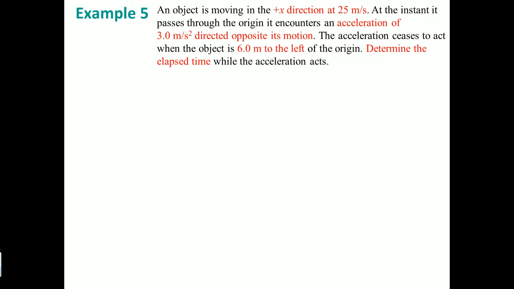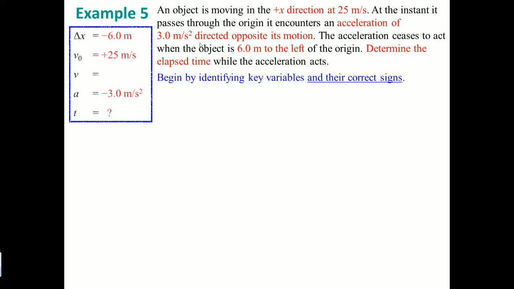Example 5. Sometimes you might have a situation like this. An object moves in the x direction at 25 meters per second. At the instant it passes through the origin, it encounters an acceleration of 3.0 meters per second squared, directly opposite to that. The acceleration ceases to act when the object is 6.0 meters to the right. Determine the elapsed time of the acceleration.